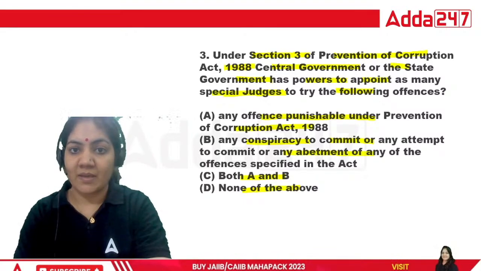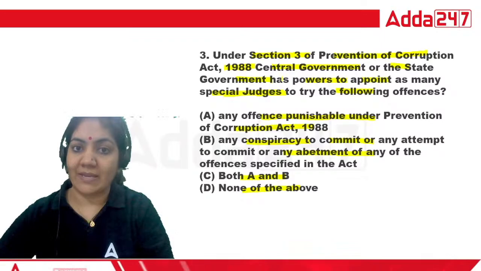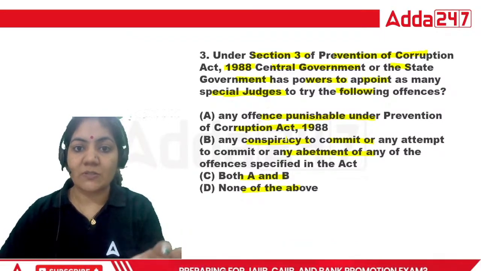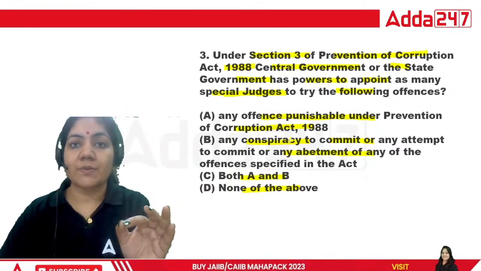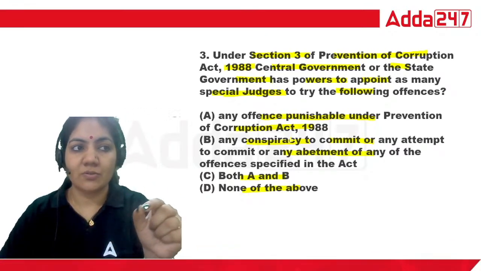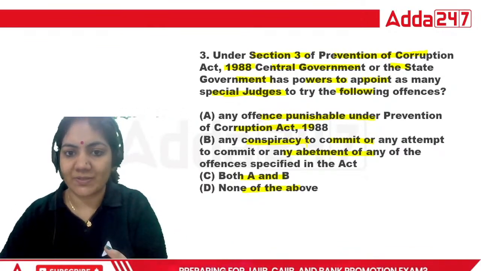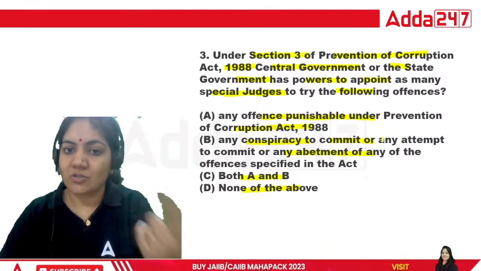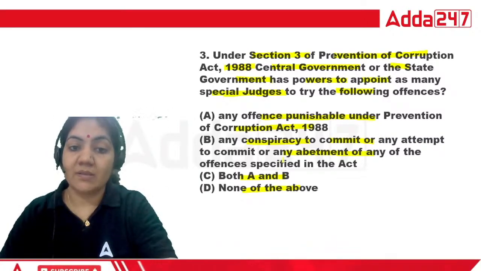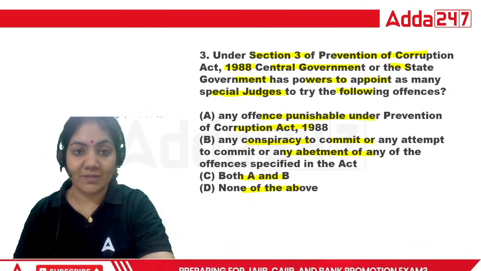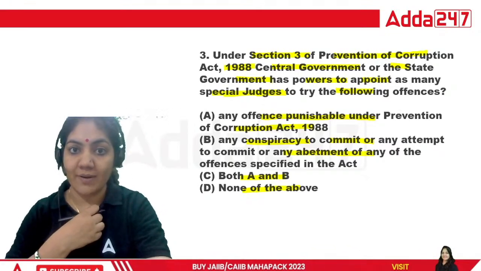Hanji. Any offense that is punishable under this act can be handled by the special judge. Conspiracy is basically when two or more persons with a common intention agree to do any illegal act. Attempt means to try. Abatement means to instigate someone. C is both A and B, and the last one, D, is none of the above. So which of the following is the right one?